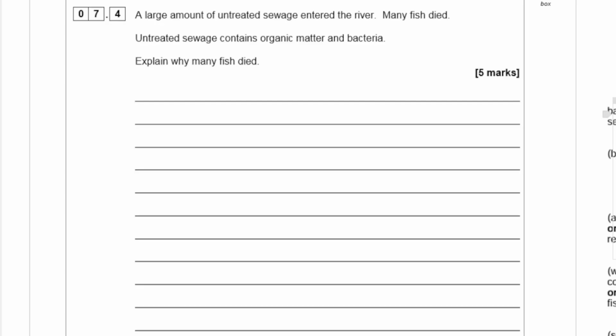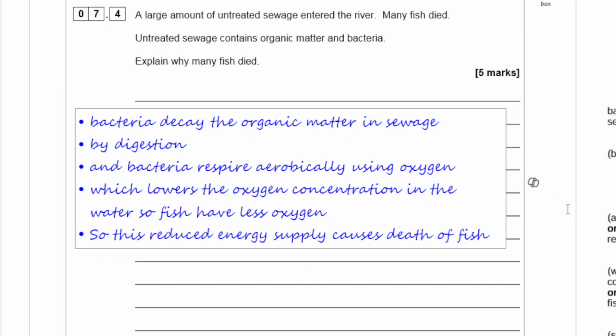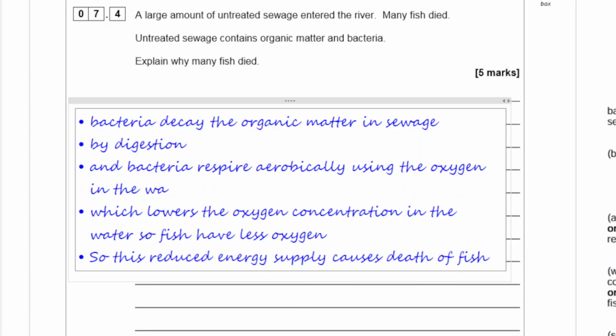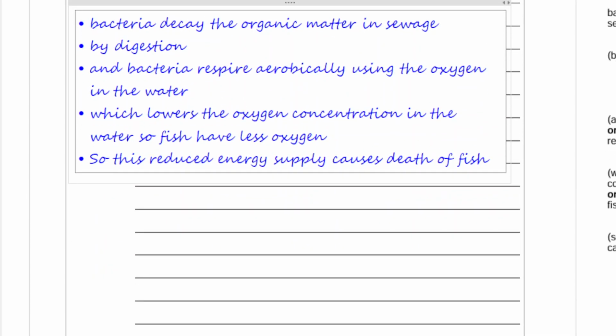So, the marking scheme answer: bacteria decay the organic matter in sewage by digestion, and bacteria respire aerobically using the oxygen in the water, which lowers the oxygen concentration in the water, so fish will have less oxygen. This reduced energy supply causes death of fish because the fish don't have enough oxygen for aerobic respiration. That brings us to the end of this question, and I will see you in the next question.